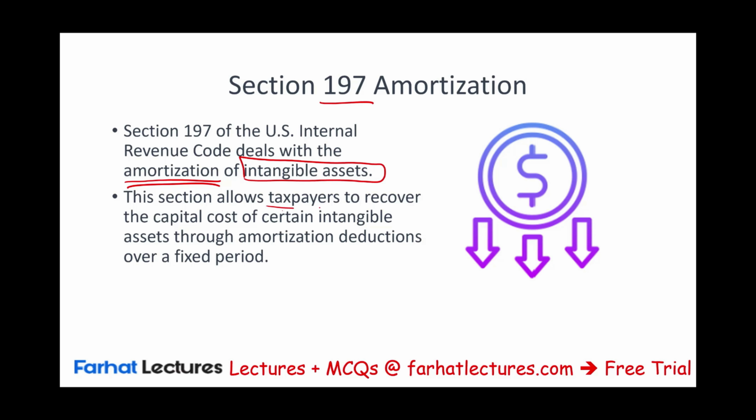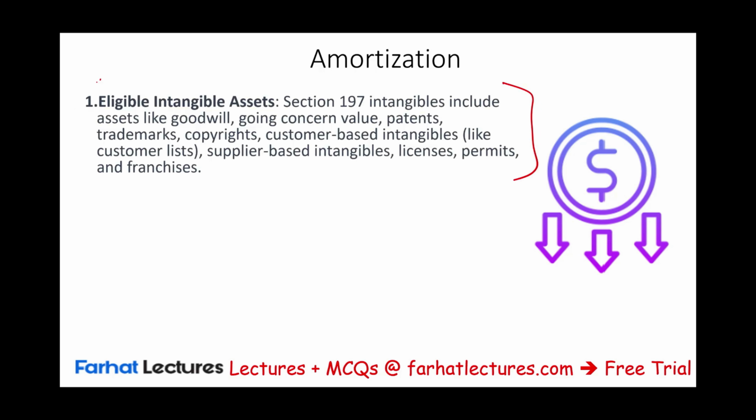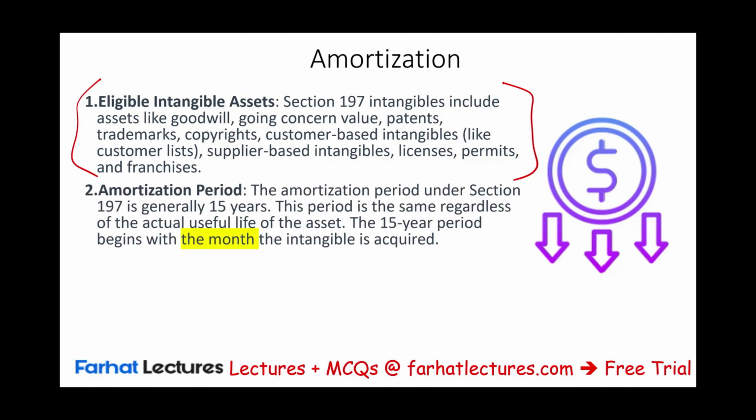So this section allows taxpayers to recover the capital cost of certain intangible assets through an amortization deduction over a fixed period of time. So let's see how the amortization happens. We kind of listed some of the eligible assets. Over how long can you amortize them? Section 197 allows you to amortize them over 15 years, regardless of the actual useful life of the asset. Some assets might have a different useful life. You are allowed to deduct them over 15 years, starting with the month that you put them into place. So be careful, begin with the month the intangible is acquired.